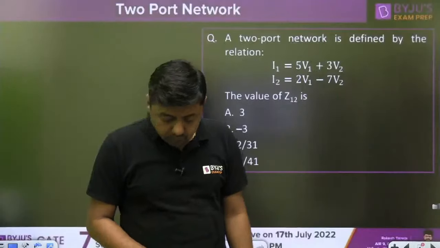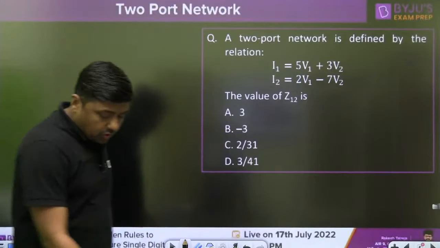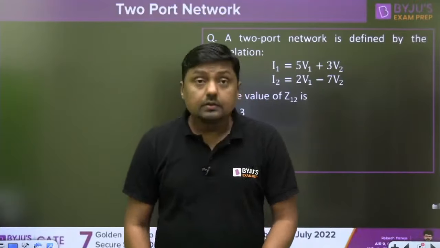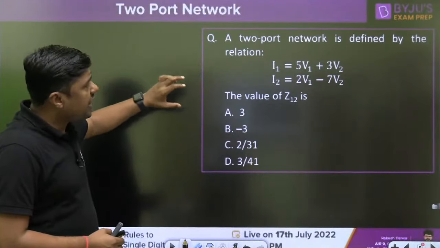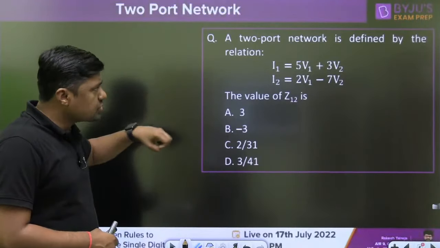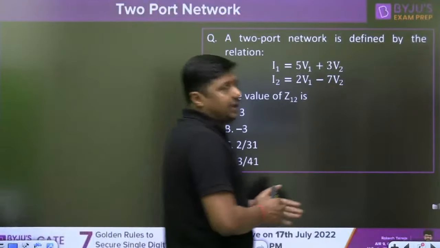Okay, now my dear students, first question. Please give me the answer. What is the answer for this particular question? Then a two-port network is defined by the relation. With this question, I will give you the idea about how to find the Z parameters.